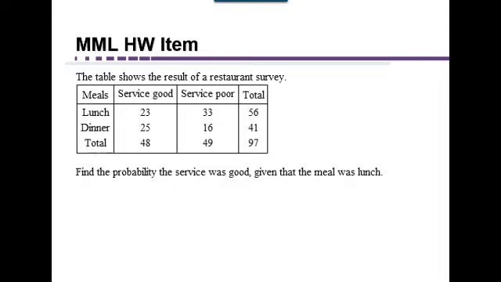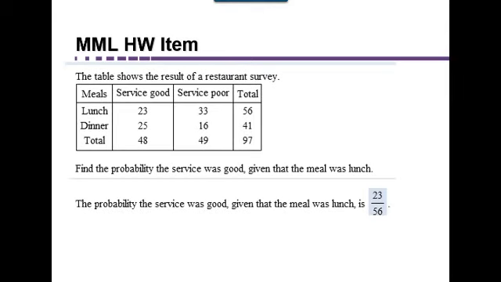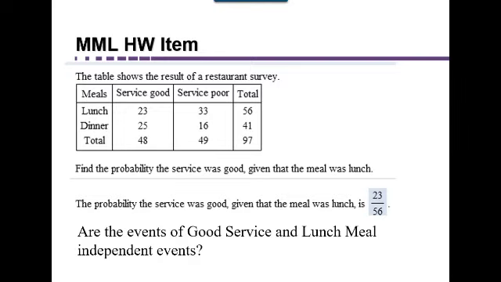All right, let's go back to the lunch example. In this example, again, we have this table that tells us the results of a survey. This time we're asked to find the probability that service was good. Oh wait, we already did this one, didn't we? We found the probability that service was good given that the meal was lunch. And now let's ask ourselves, are the events of good service and a lunch meal independent events?